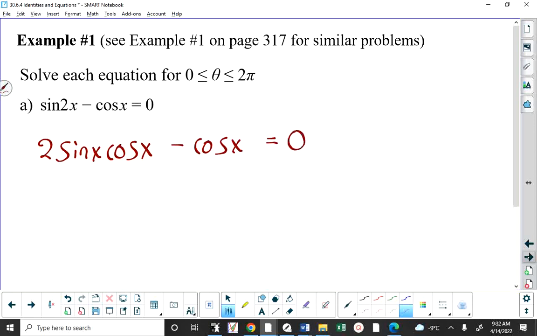I won't go back and show you, but I believe this is actually one of the examples we did when we learned how to solve trigonometric equations in the previous unit. In this particular case, we can factor a cosine of x out and be left with 2 times sine of x minus 1. This is equal to 0.